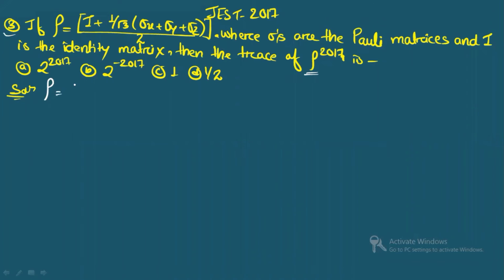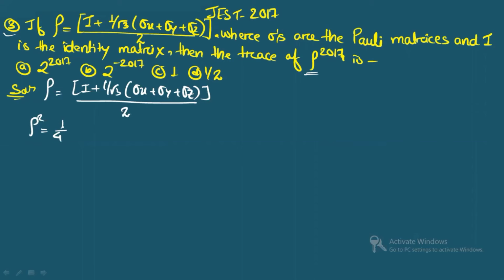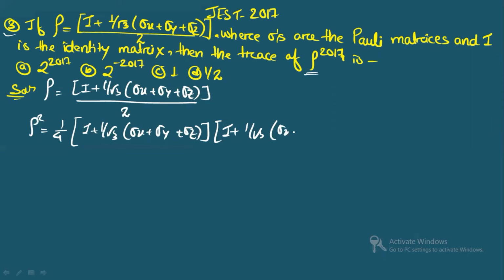So first you write rho is equal to identity matrix plus 1 by root 3 sigma x plus sigma y plus sigma z, okay, the entire term divided by 2. So rho square we will find. Okay, so this will give you 1 by 4, right? And here you will have I plus 1 by root 3 sigma x plus sigma y plus sigma z. And here you will have again I plus 1 by root 3 sigma x plus sigma y plus sigma z. Okay, so now we will do the basic multiplication. This into this. It is the identity matrix I plus this term into this. Okay, so you will get 1 by root 3 sigma x plus sigma y plus sigma z.